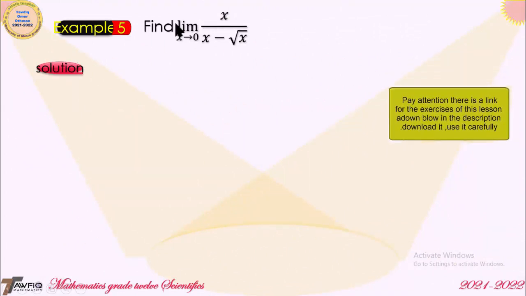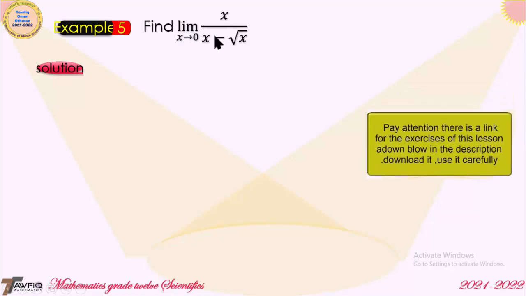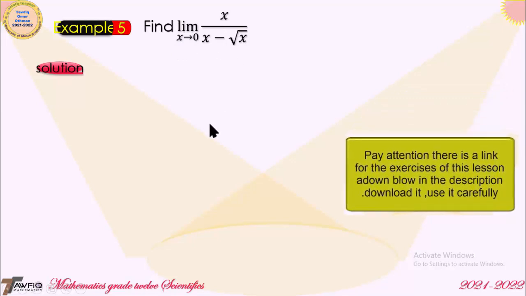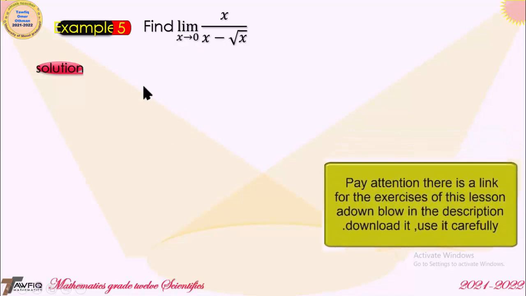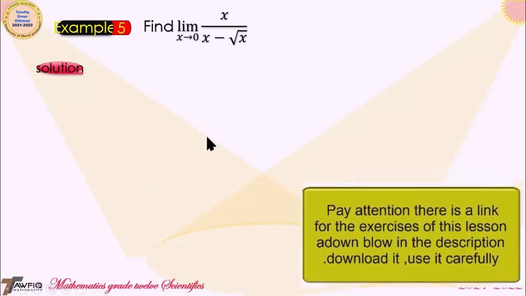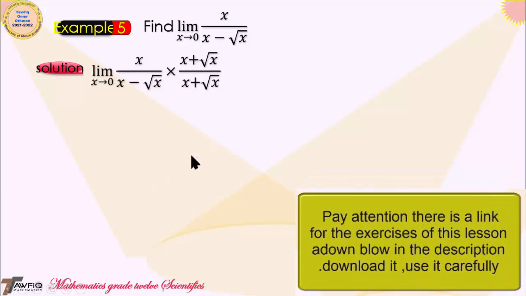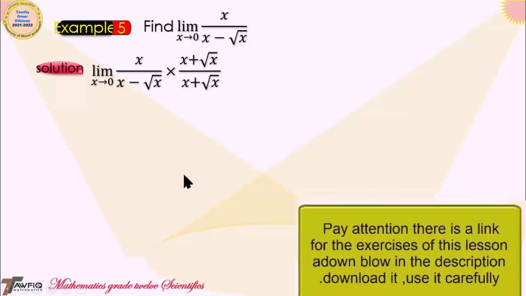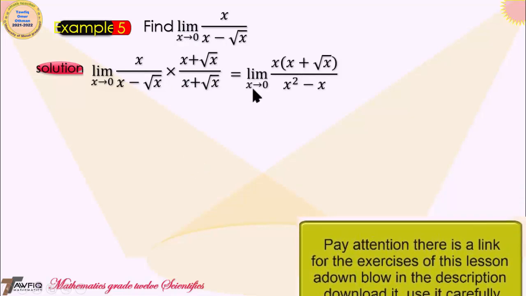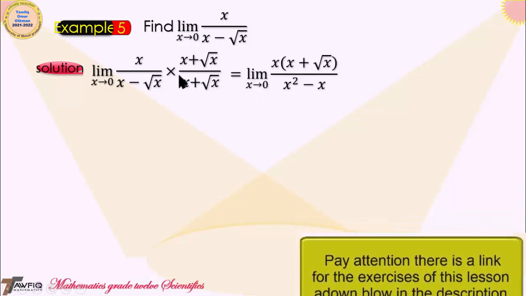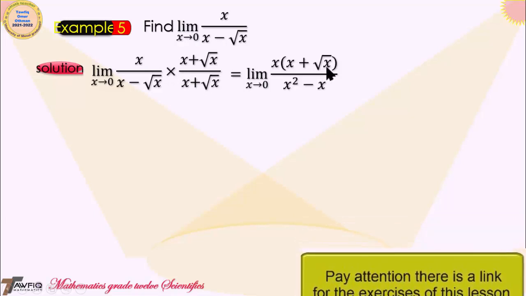Example number 5. Find the limit as x approaches 0 of x over x minus square root of x. Here we use two ways to find this limit. The first one is by multiplying by the conjugate of the denominator, which is x minus square root of x, making it x plus square root of x, and multiplying the numerator and the denominator. It becomes the limit as x approaches 0 of x times (x plus square root of x).